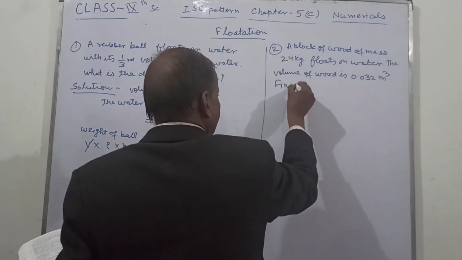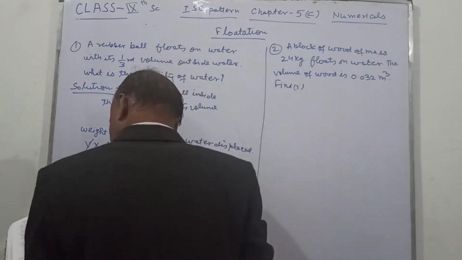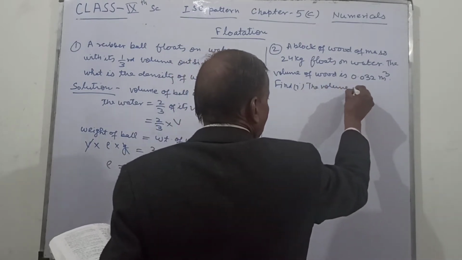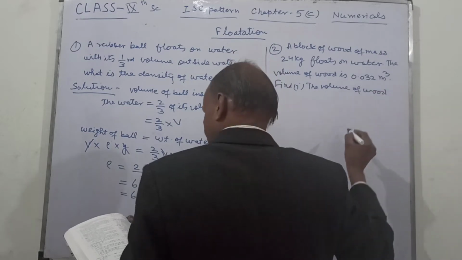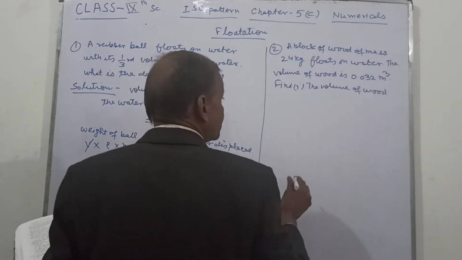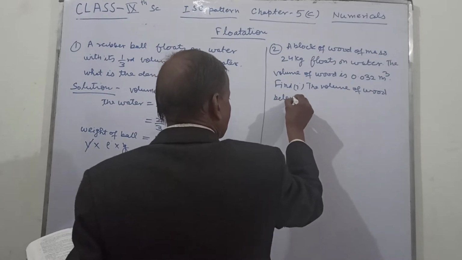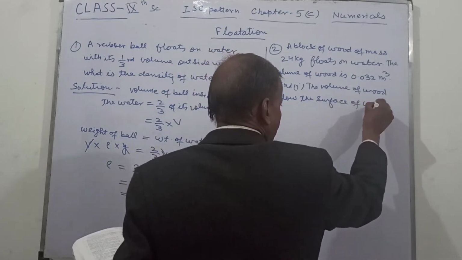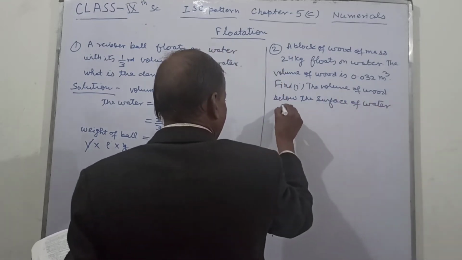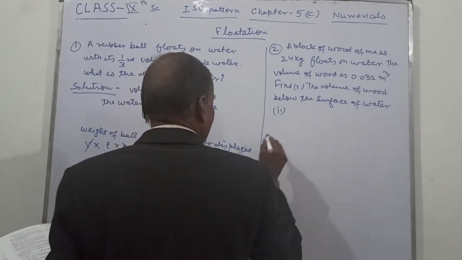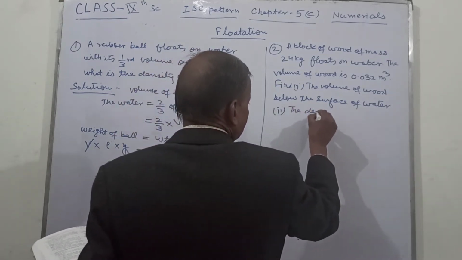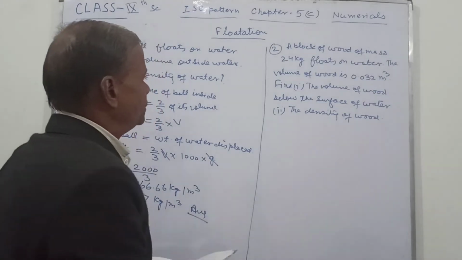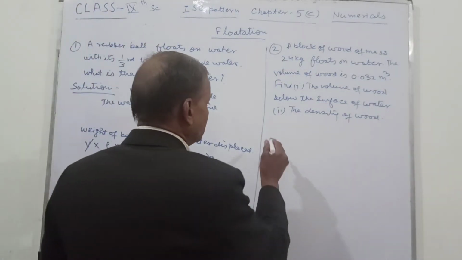Now we have to find, number 1, the volume of the wood below the surface of water, and second, the density of wood. Now the solution is as follows.